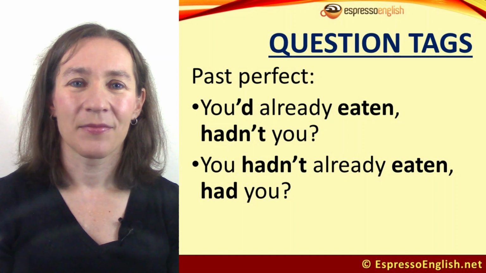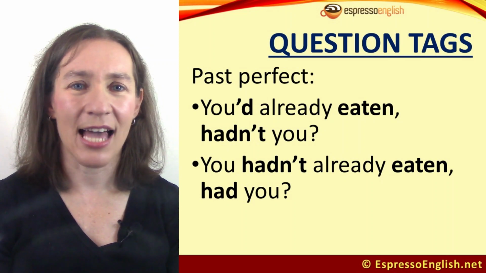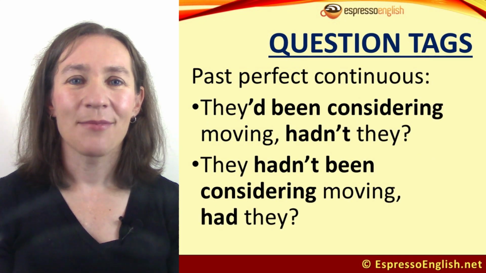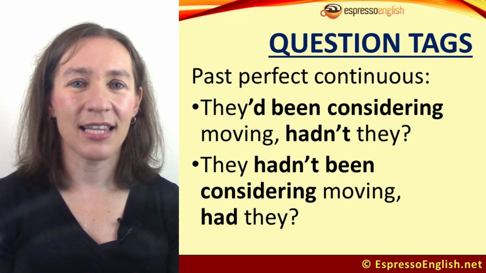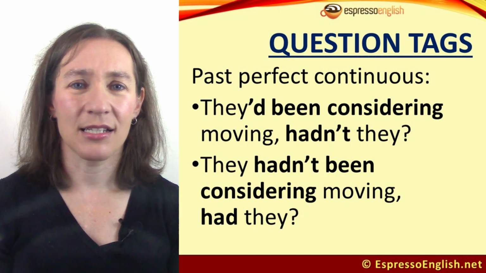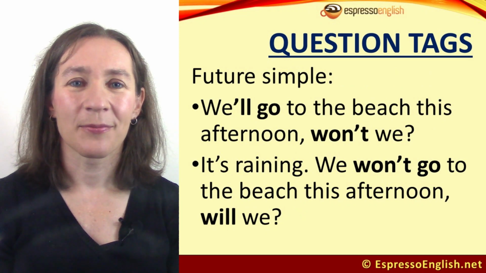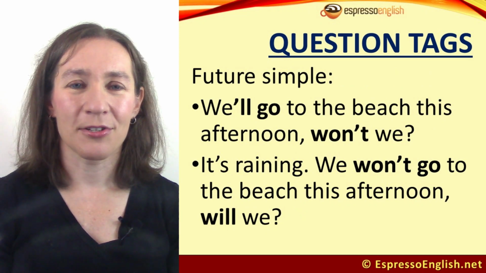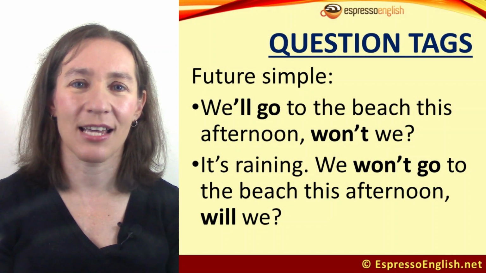Past perfect. You'd already eaten, hadn't you? You hadn't already eaten, had you? Past perfect continuous. They'd been considering moving, hadn't they? They hadn't been considering moving, had they? Future simple. We'll go to the beach this afternoon, won't we? It's raining. We won't go to the beach this afternoon, will we?